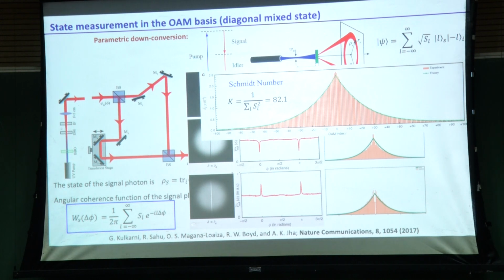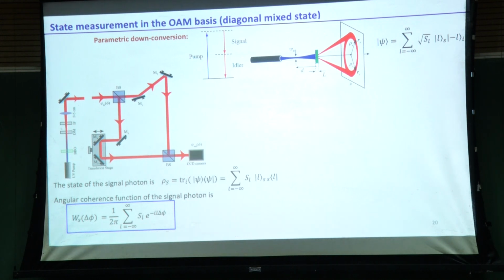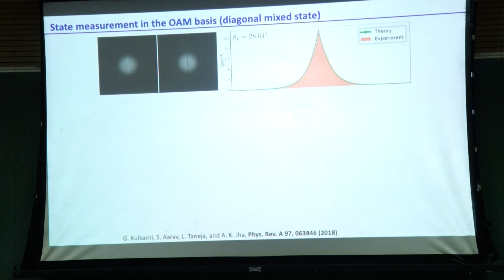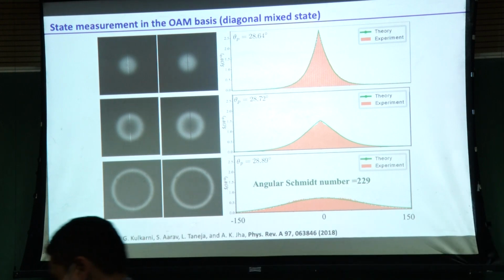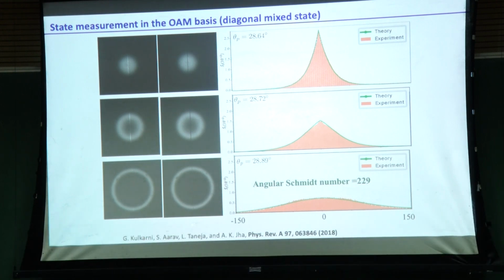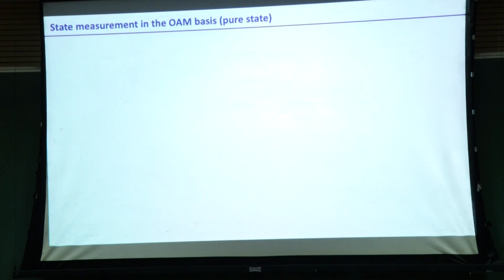And then, of course, this was a little troubling as to why this is not fitting. So then we did slightly better modeling. And with that, we could actually show by tilting the crystal and taking it as a parameter, we can get an even better fit. And we were able to generate and measure the same states up to 229-dimensional states with just two intensity measurements. But this is only for the diagonal mixed state kind of thing.